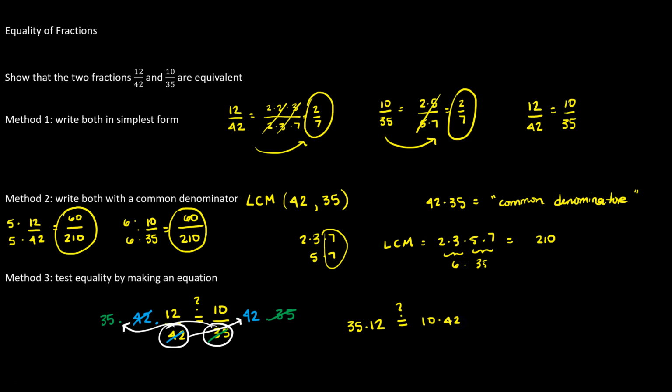Again, we'll use our calculators here to help us out. 35 times 12 comes out to 420. 10 times 42, well, that also comes out to 420. So it's true, we can use this equation to justify that the two fractions were equal, because when we multiplied through by the denominators, we got a true statement. If these two fractions were not equal, then we would have a different number on the left side of this equal sign than we have on the right.